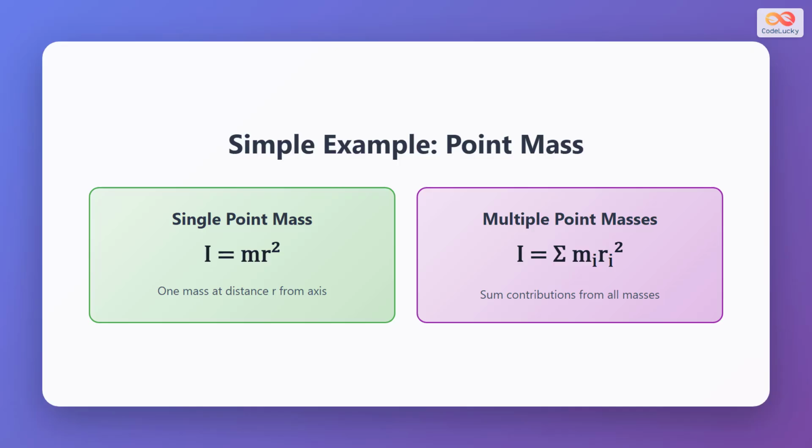Let's look at the simplest case, a single point mass. For one mass at distance r from the axis, the moment of inertia is simply I equals m r squared. When we have multiple point masses, we use the full formula. I equals the sum of m sub i times r sub i squared. We calculate the contribution from each mass separately, then add them all together to get the total moment of inertia of the system.